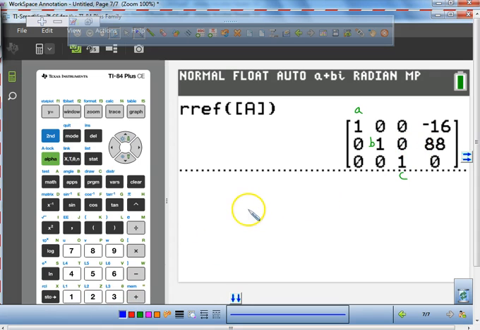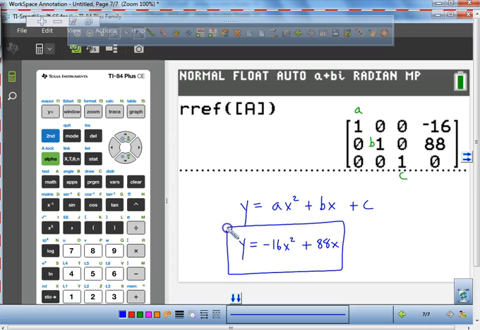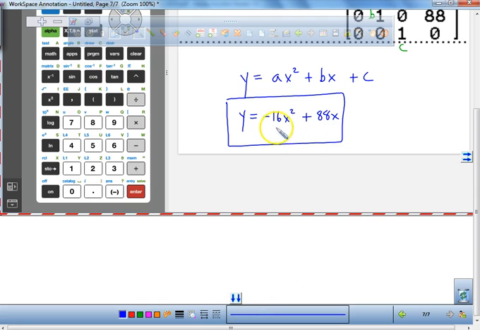All right, now that you've written that down, I want you guys to write y equals ax squared plus bx plus c. We're going to write y equals negative 16x squared plus 88x. And that's it. Because what is our c value equal to? Our c value is equal to 0. This is our function. It's our quadratic function.